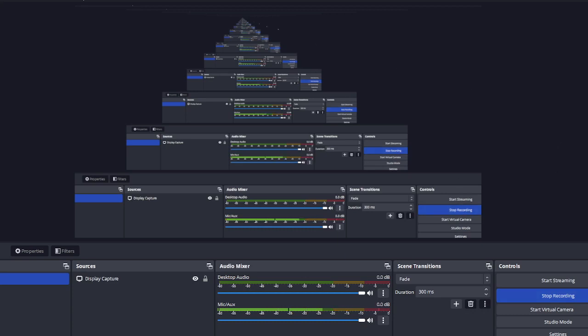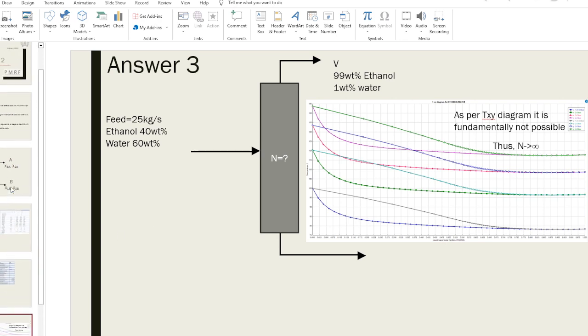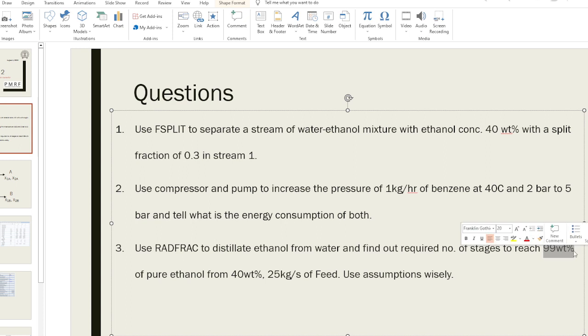Hello everyone. As per my last video, tutorial number 3, we were discussing this question from tutorial number 2: how we will be able to separate ethanol and water. How many stages would be required with 99 weight% of pure ethanol?